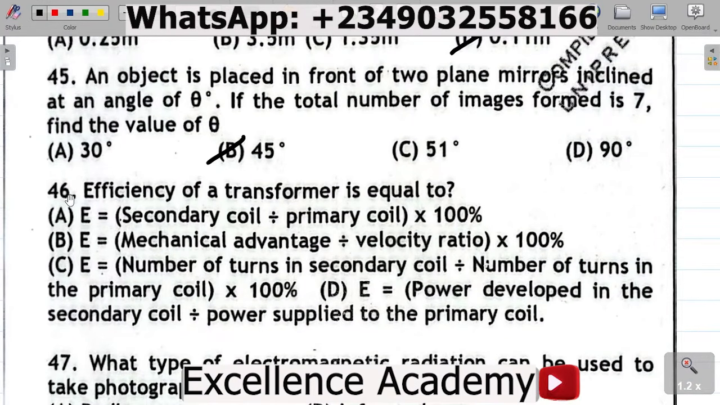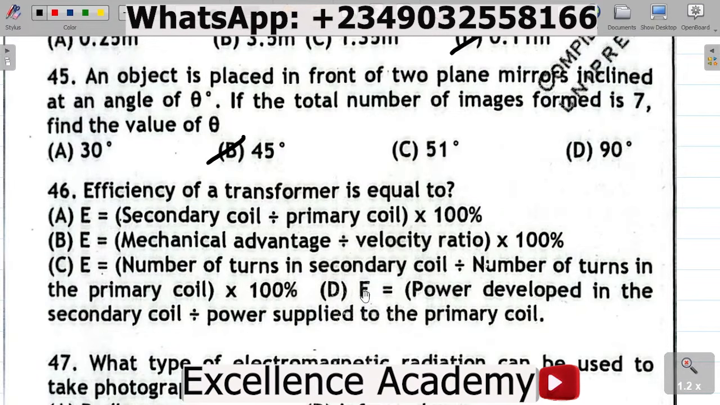Okay, question 46 says efficiency of a transformer is equal to A, efficiency E is equal to secondary coil divided by primary coil times 100%. B, efficiency is equal to mechanical advantage all over velocity ratio times 100%. Now, this would have been true, but this is not for a transformer. C says efficiency is equal to number of turns in secondary coil divided by number of turns in the primary coil times 100%, which is still not it.